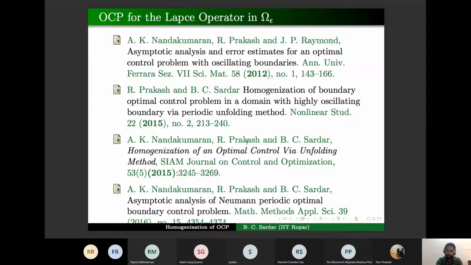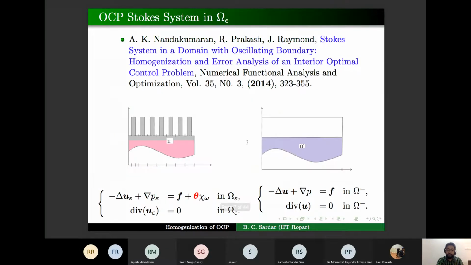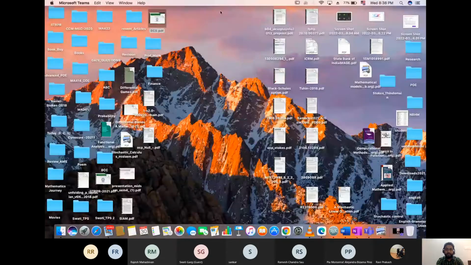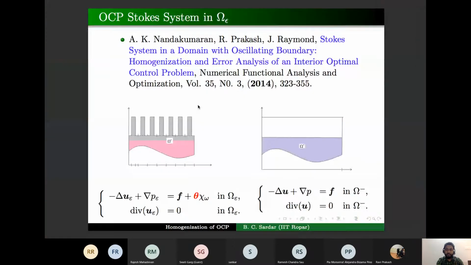Next I move to the optimal control problem corresponding to the Stokes operator. The authors studied the Stokes operator where the control is away from the oscillating region. Here theta is the control acting on the fixed part of the domain, omega minus, where small omega is a proper subset of omega minus.